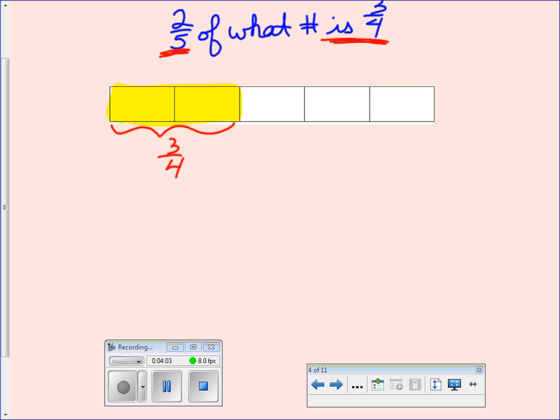So we have to figure out our constant. We have to figure out what one of them is. So how can I take my 3/4 and split it up so that I can find the value of each one? So I could take 3/4 and divide it by 2.